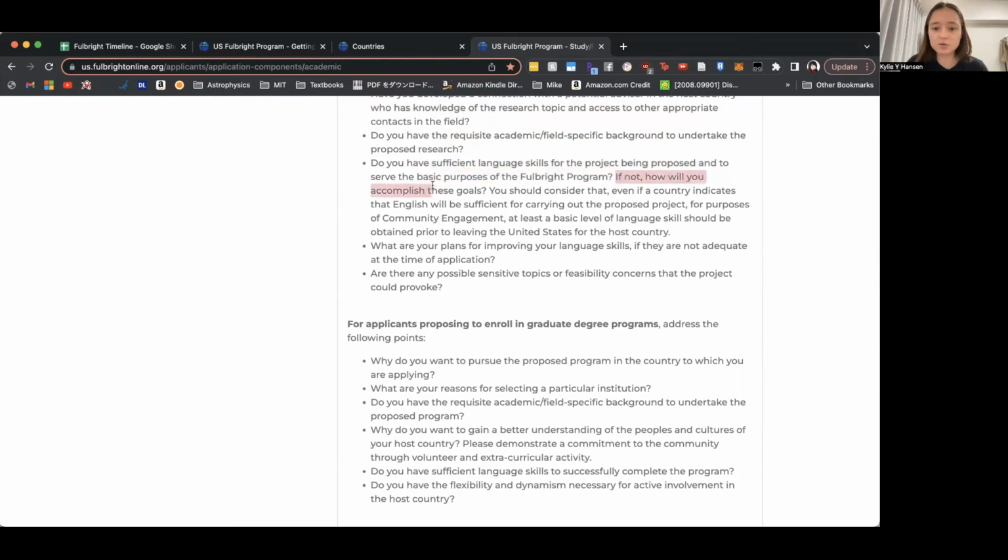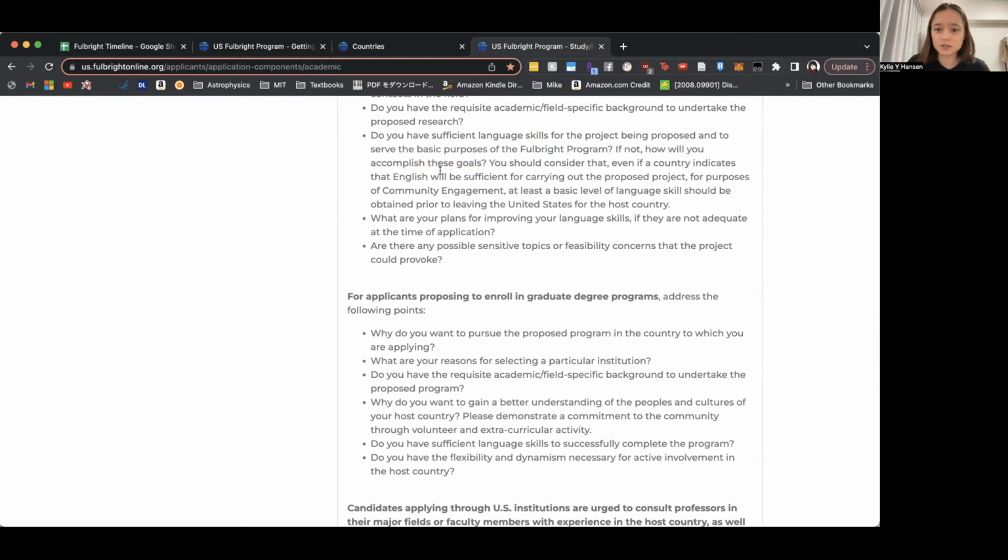Okay, if not, how will you accomplish these goals? I think some countries are more lenient than others in terms of your language ability. Okay, this is also important here. So you should consider that even if a country indicates that English will be sufficient for carrying out the proposed project, for purposes of community engagement, at least a basic level of language skills should be obtained prior to leaving the United States for the host country.